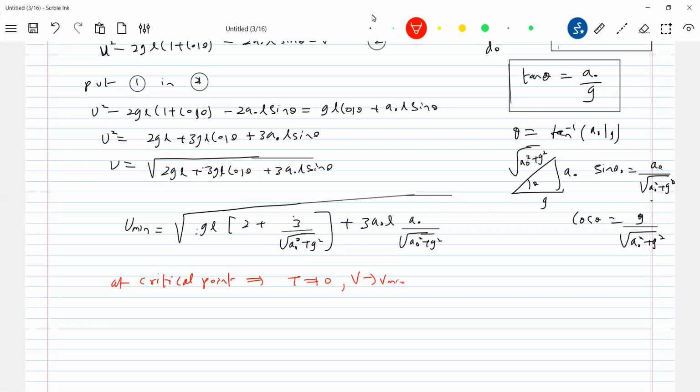And what about a tangential? A tangential may be non-zero, you have to put it. It's not a necessary condition that it must be equal to zero. When it is zero, put a naught equal to g. If a naught equals g, then the tangential acceleration becomes zero. If a naught is not equal to g, then what happens? The tangential acceleration becomes non-zero. So at the critical point, tangential acceleration need not be zero. These are some conceptual things they'll ask you. Unless you discuss such numericals, it's not possible.